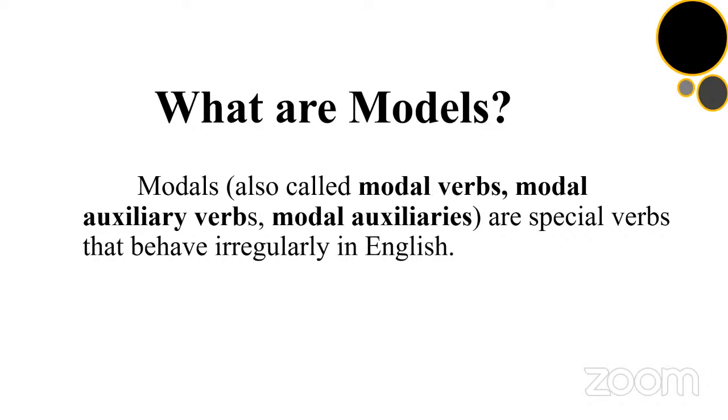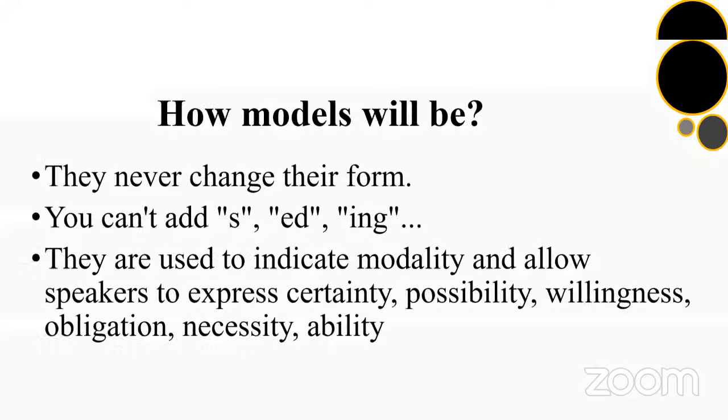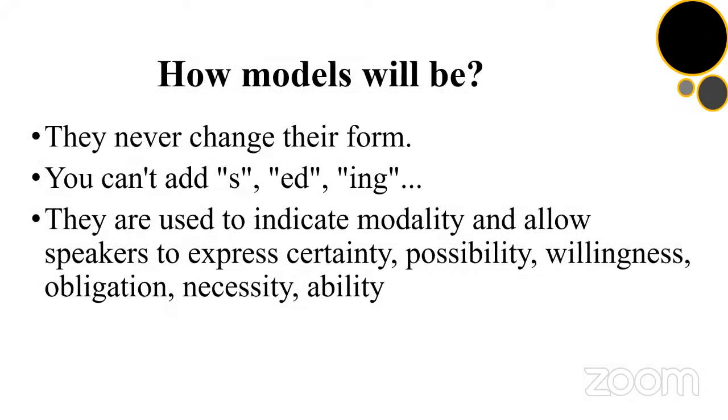So modals are special verbs that behave irregularly. They are named modals, modal auxiliary verbs, or modal auxiliaries. And here we have semi-modals as well, which are one subtype of it. Modals will never change their form. They are used to indicate modality and allow speakers to express certainty, possibility, willingness, obligation, necessity, and ability. These are the things that come under modals.